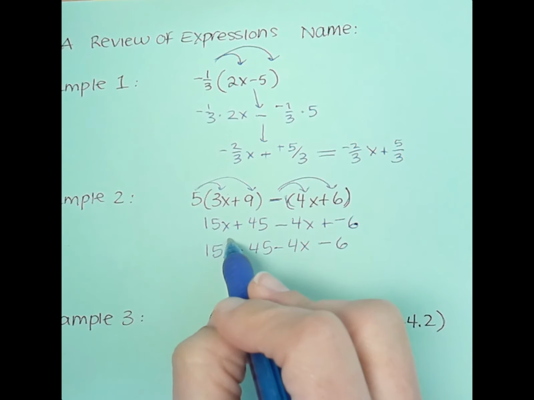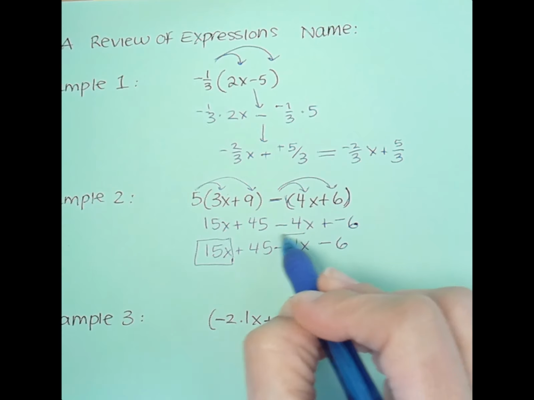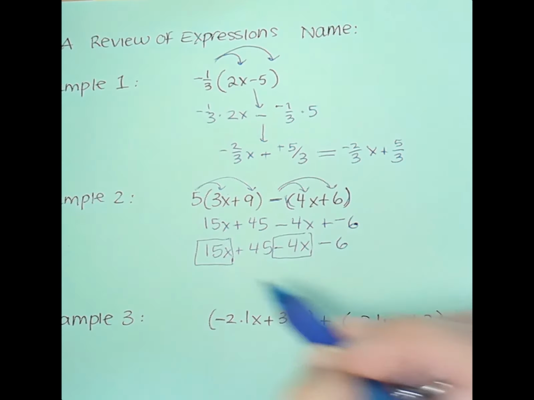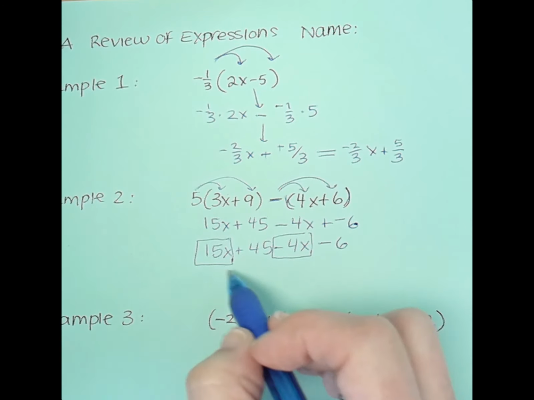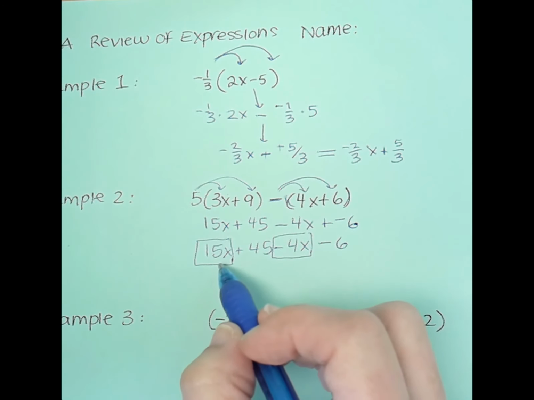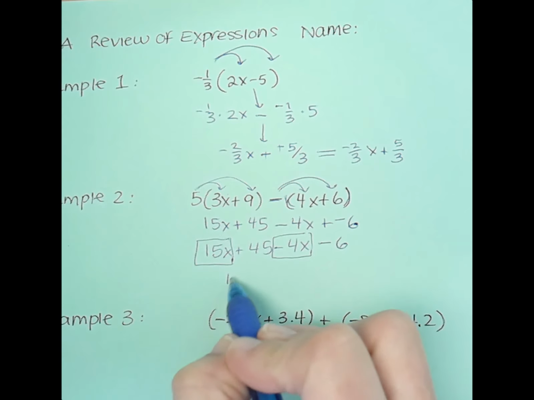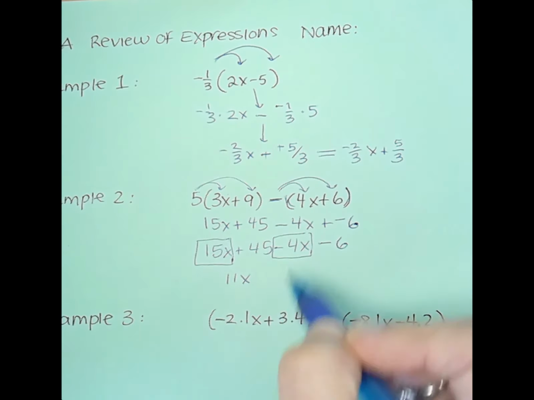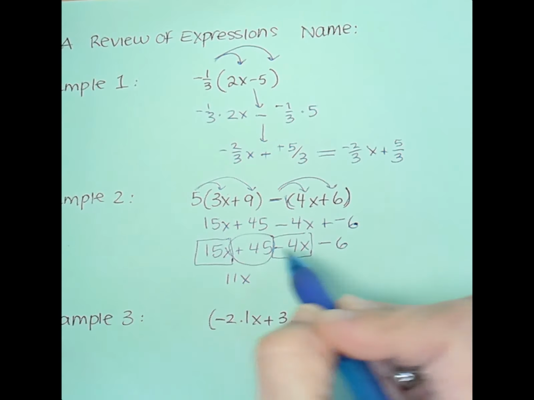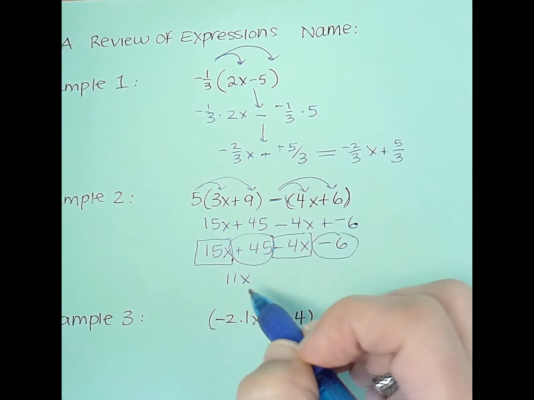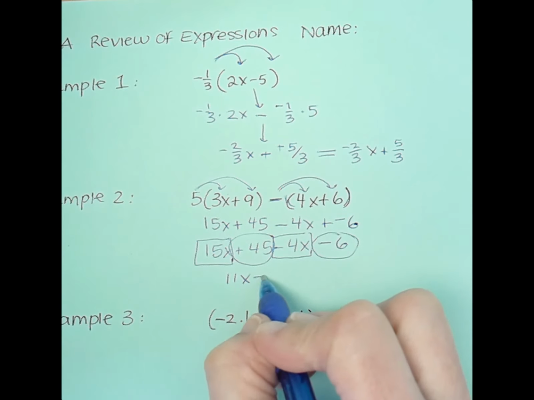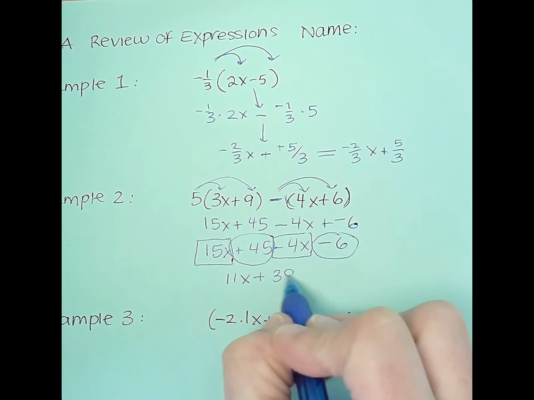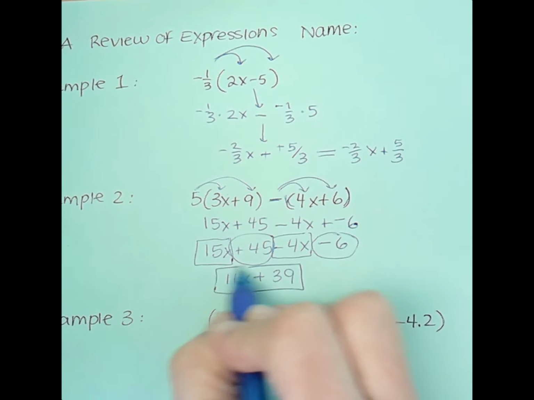Okay, once you do that, you need to combine your like terms. 15x and negative 4x, remember we're adding those together, but really adding a positive and a negative is like subtracting. So we get 11x, and then I have a positive 45 and a negative 6, so that would end up being a positive 39. So we get 11x plus 39.